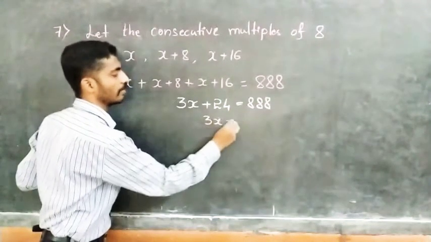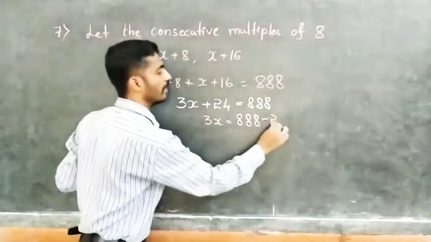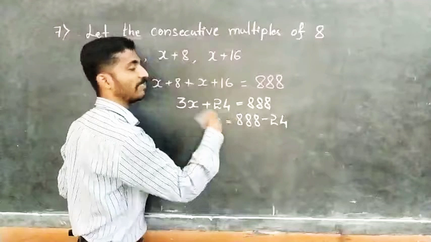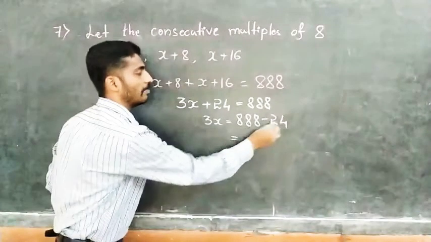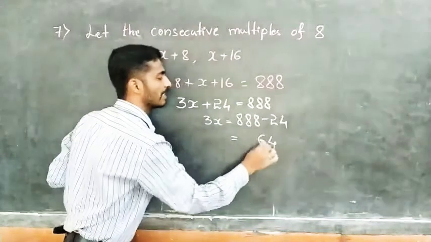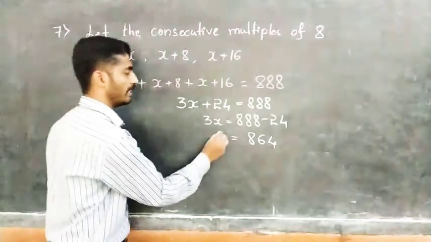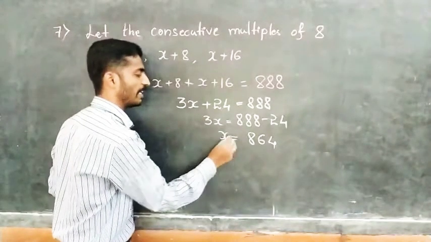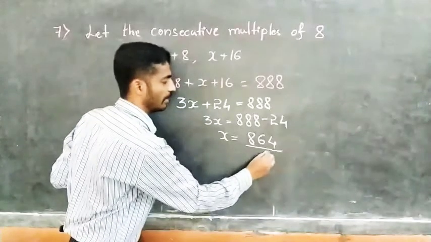So 3x equals, if I take 24 to that side, it becomes minus 24. Here plus is there, if I take it to the right side, it becomes minus. So 888 minus 24 will be 864. Here 3x is there, so I am leaving x here only. I am taking the 3 to the right side, it becomes division.